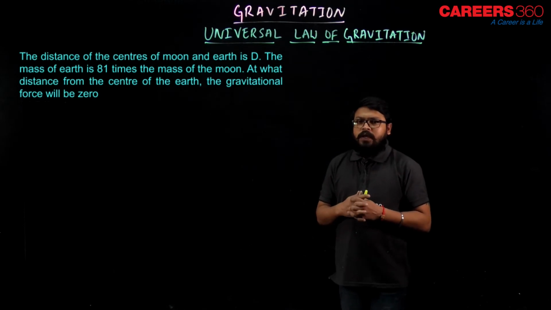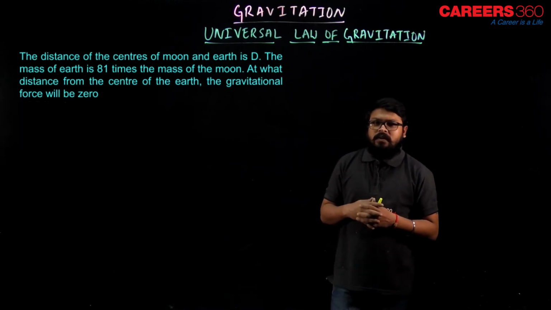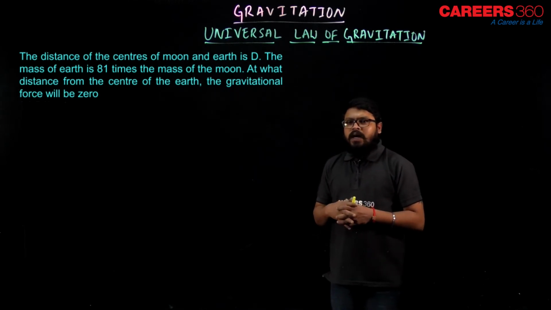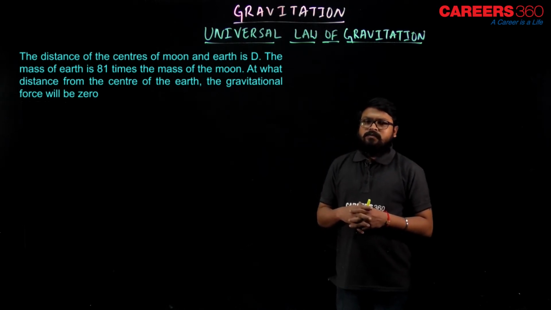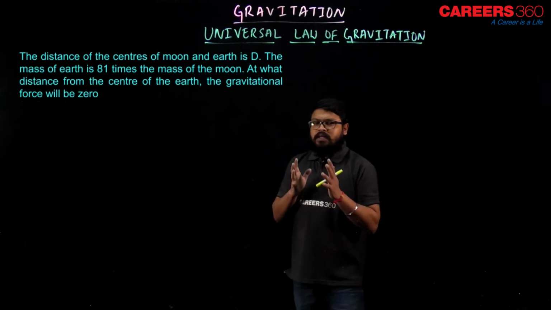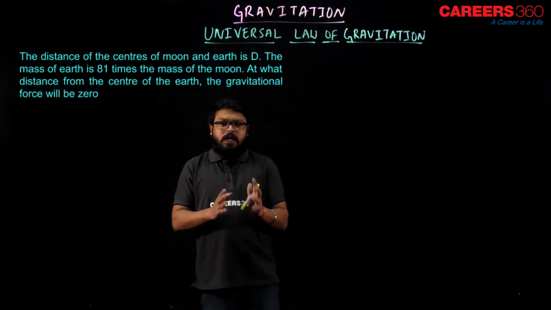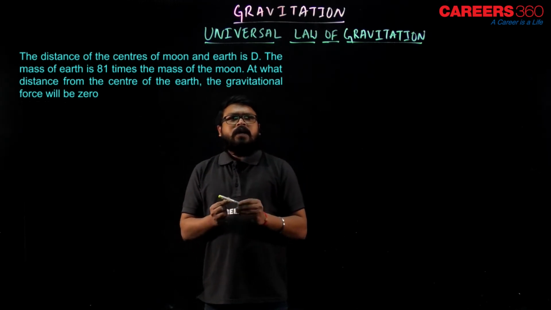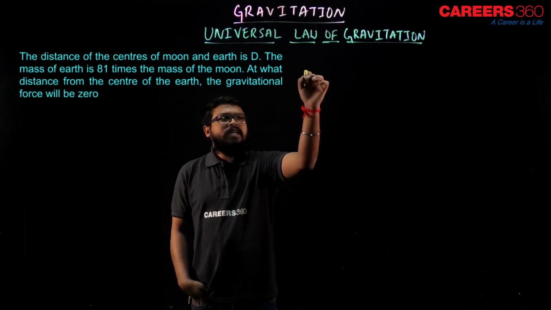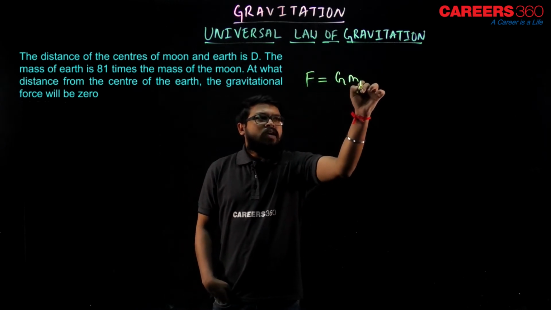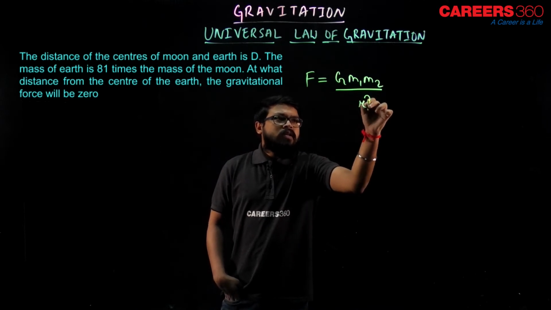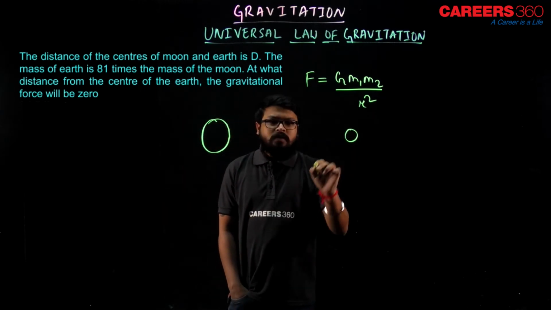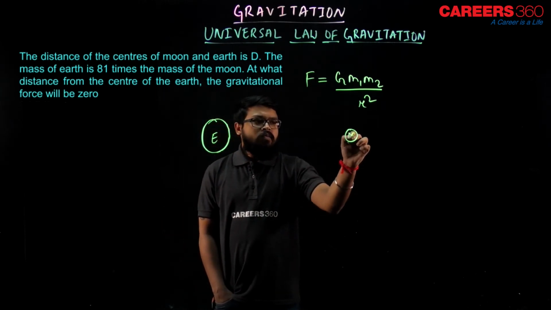Now as you can see the question over here, the distance of the centers of Moon and Earth is d. The mass of Earth is 81 times the mass of the Moon. At what distance from the center of the Earth will the gravitational force be 0? Now in order to find out the gravitational force, we need to keep one body at that particular distance. As we have already seen, the force due to gravity is given as G m1 m2 upon r square. Now suppose this is Earth and this is the Moon.